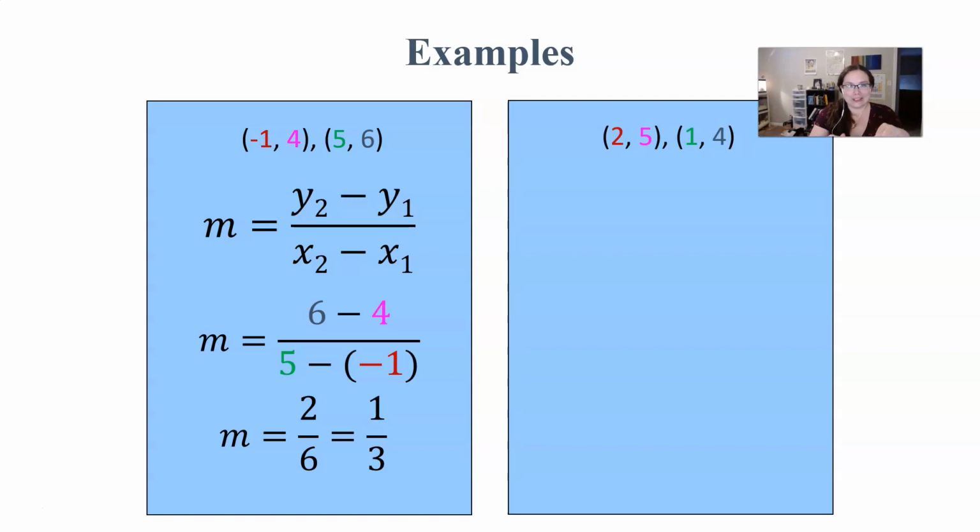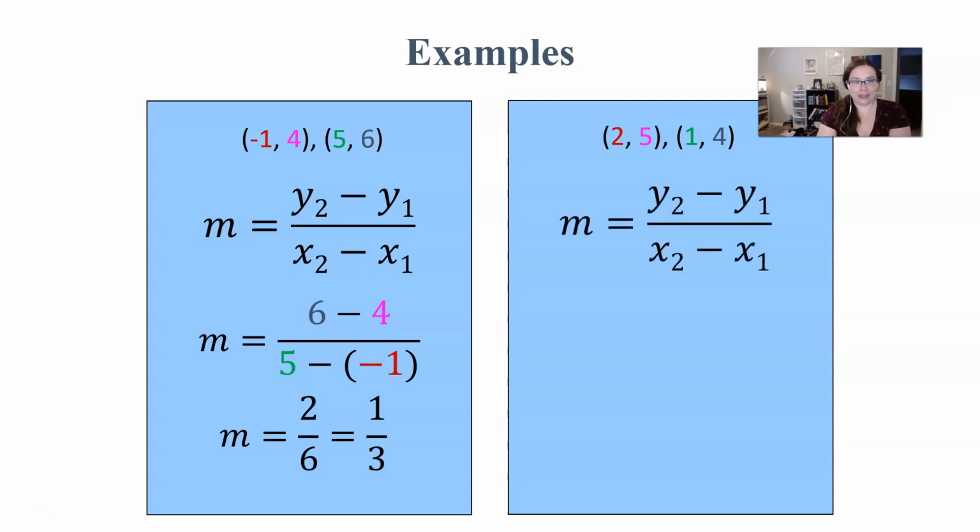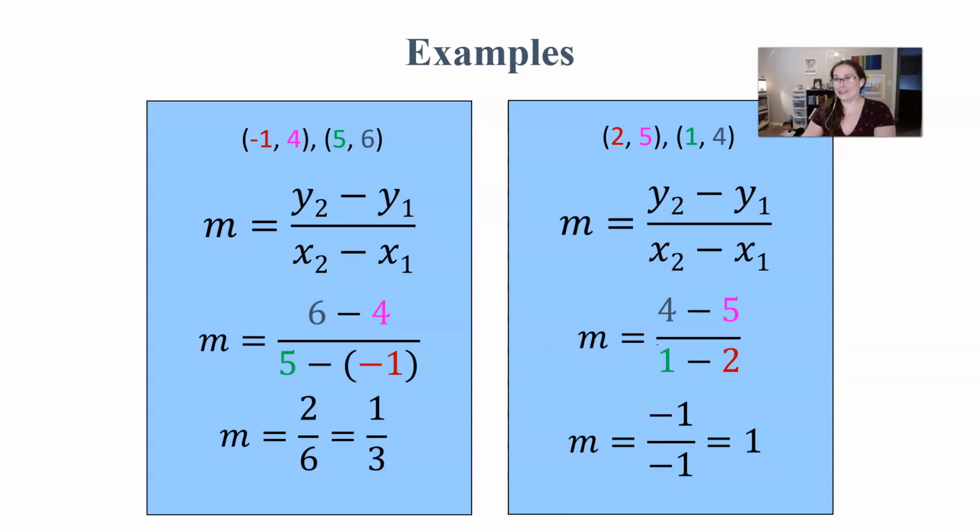Take a second, try this one, pause the video, try to work it independently, and then when you're ready, come on back and see if your answer matches the one that I put up here. Just like last time, the second point is number 2. The first one is number 1. So y2 is going to be 4 and y1 is going to be 5. So the top of my equation is 4 minus 5. The bottom is going to be 1 minus 2. I can simplify both of those. 4 minus 5 is negative 1. 1 minus 2 is negative 1. So I get negative 1 over negative 1, and that simplifies to 1.